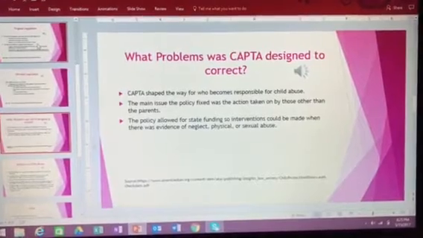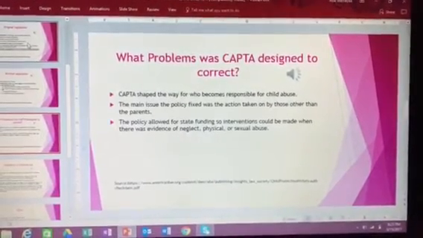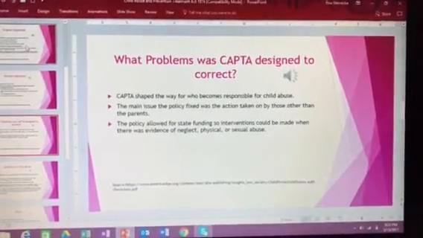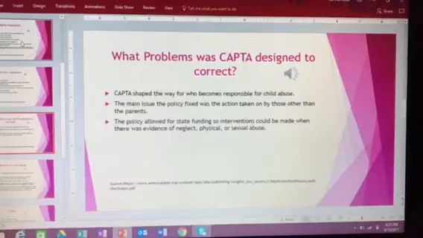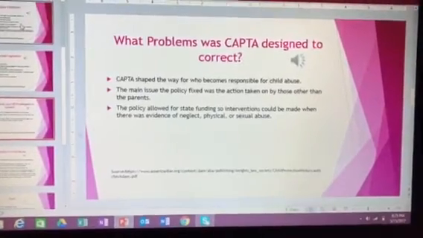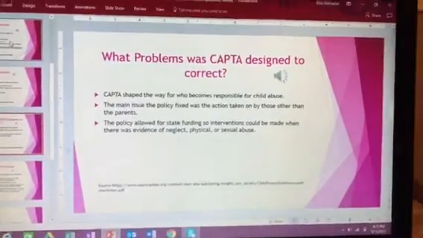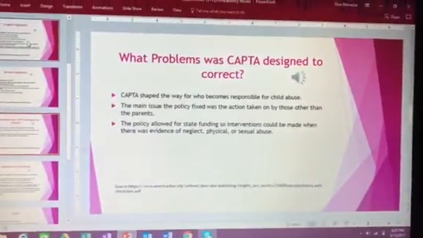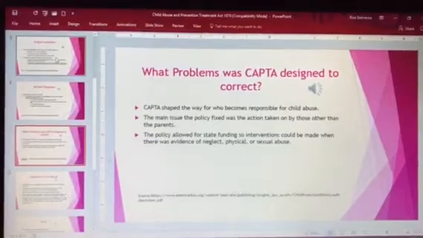What problems was CAPTA designed to correct? CAPTA shaped the way for who becomes responsible for child abuse. The main issue the policy fixed was the action taken on by those other than the parents. So before CAPTA was put in place, the government really didn't intervene. It was all just kind of like home discipline, as they would call it. And the policy allowed for states funding so interventions could be made when there was evidence of neglect, physical or sexual abuse. It's really telling that there was nothing in place for children before the 1970s, because this is a long line of abuse that went undetected.